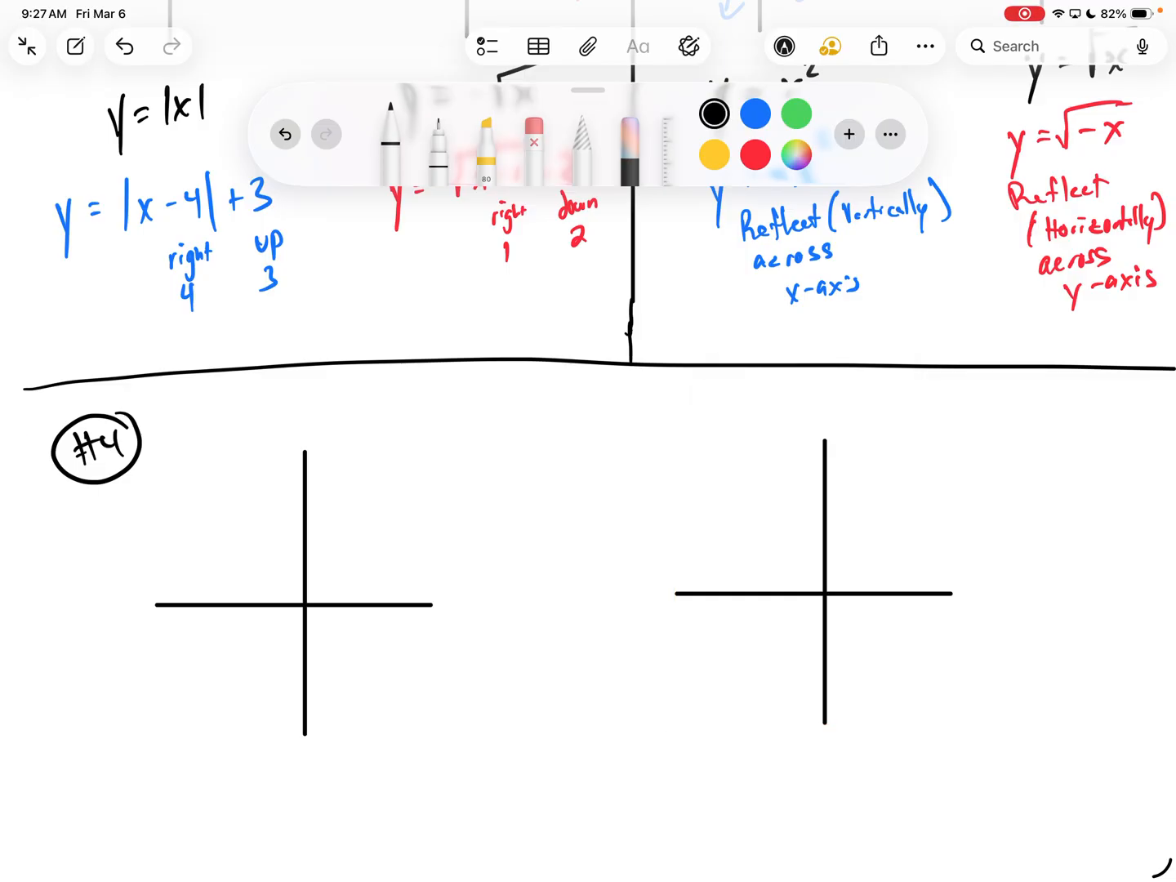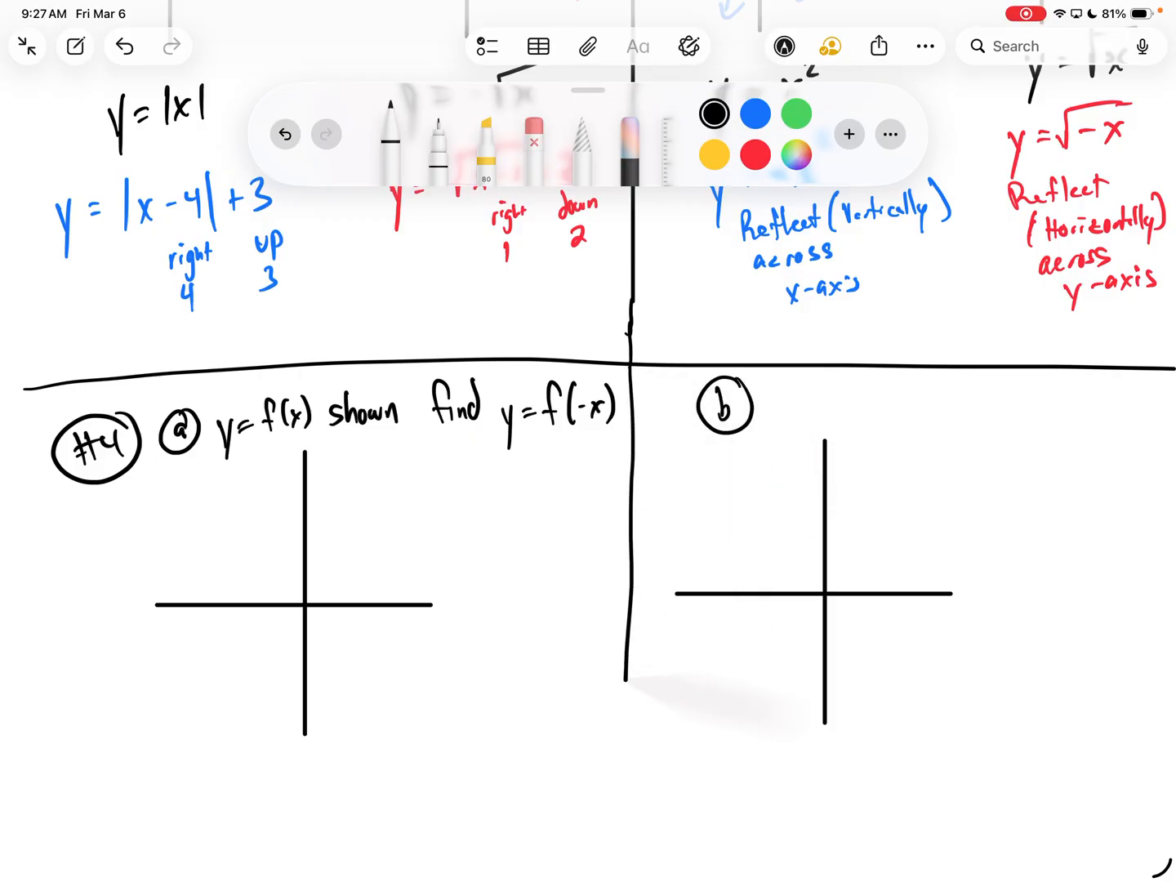All right, so A says y equals f of x shown. Find y equals f of negative x. And B says y equals g of x shown. Find y equals negative g of x. All right, now I got to draw these out real quick.